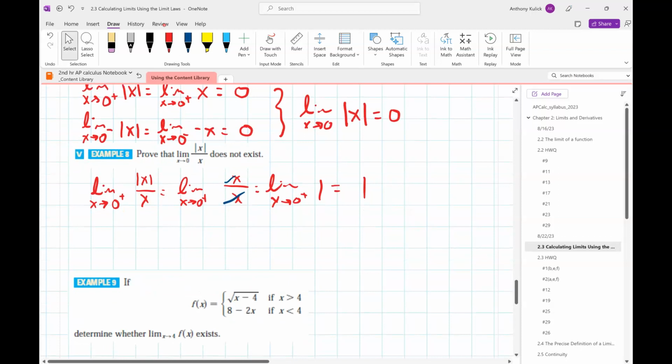Why wouldn't I just throw in the zeros? Because I'd end up with 0 over 0, which is indeterminate. I can't say anything about my limit in that case. I just reduced. x divided by x is 1.